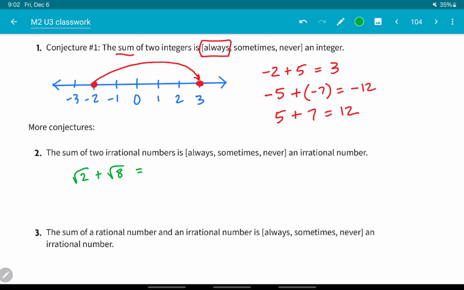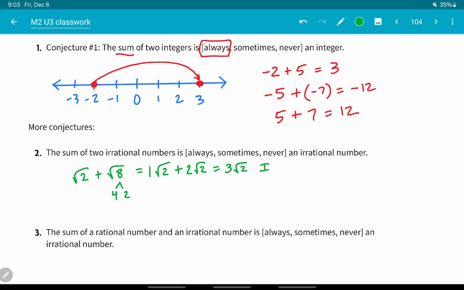Well, the square root of 2 is still square root of 2. Square root of 8 is the same thing as 2 square root 2, because I could break this 8 into a 4 times a 2, and the square root of 4 is 2, so I'm going to put that 2 on the outside. And then there's like an invisible 1 right here. So I have 1 square root of 2 plus 2 square root of 2 for a total of 3 square root 2. Okay, so that was still an irrational number.